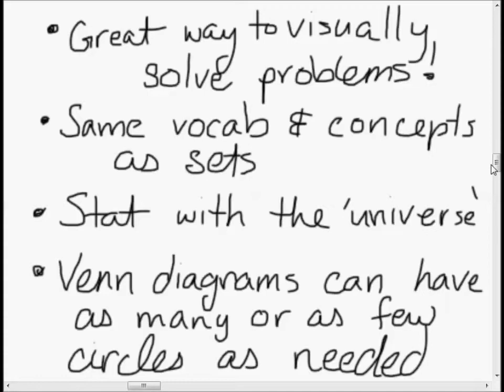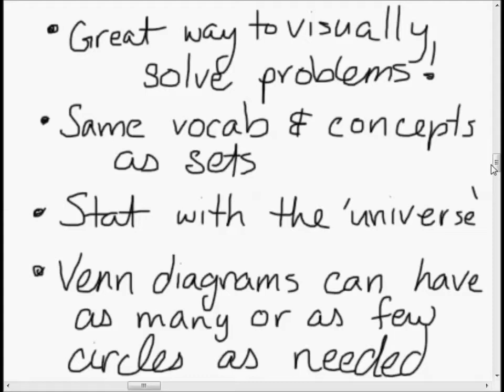How do you get started with a Venn diagram? If you don't do anything else, start with the universe. This is a square around your Venn diagram that contains everything in the problem. And then look at all of the categories in the problem. Let's say it's different kinds of animals. Well, if it talks about cats, make a circle for cats. If it talks about dogs, make a circle for dogs. It's all about making containers that fit all of the different things in the problem.